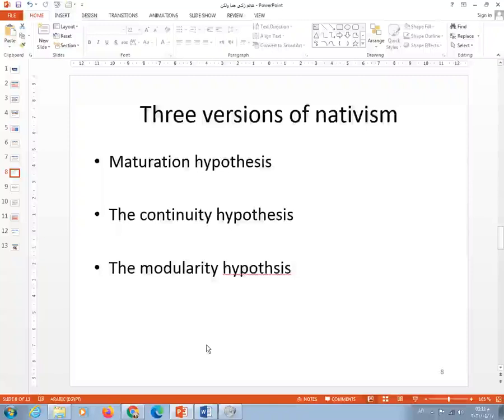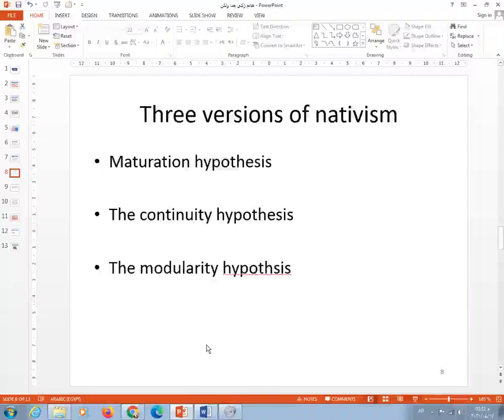Okay, and this is what we call biological maturation. Such principles emerge successively in accordance with a maturation schedule. There is a maturation schedule or order, and the child goes through this schedule, and this is why you find that a particular grammatical form, for example, appears first, another form appears second, and so on.